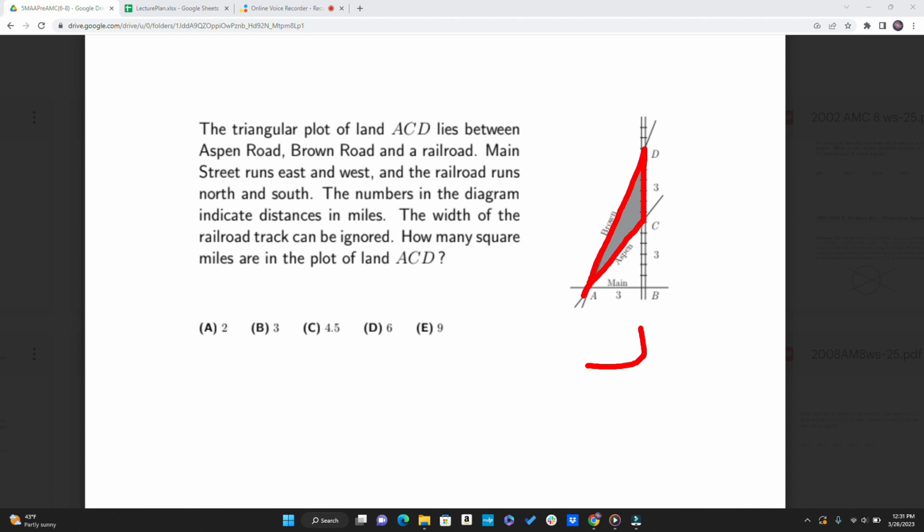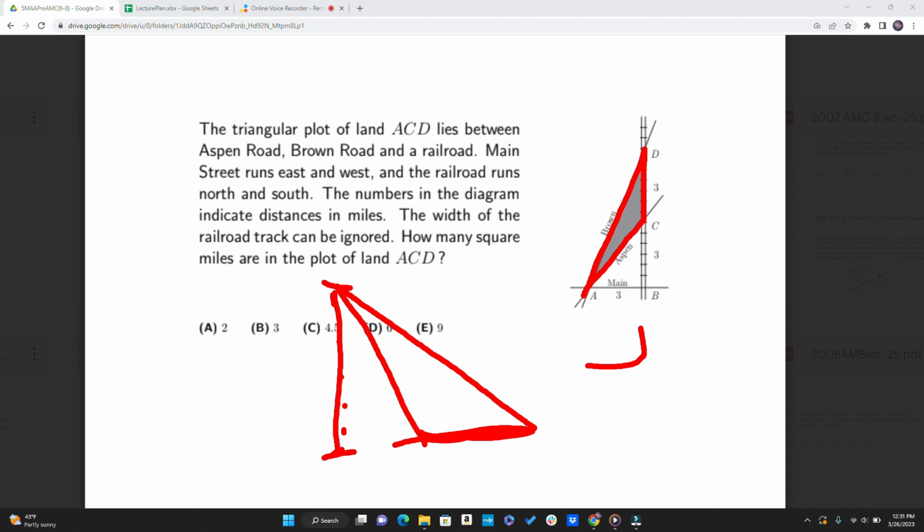Well, we notice, here's ACD, we've got a triangle, right? And how do we find the area of this triangle? Well, we want to find the base times the height. Here's the base, here's the height. And this may seem a little tricky because the height isn't actually inside the triangle, but that's okay. It doesn't need to be. We're just looking for the height from the tallest point to the bottom point.